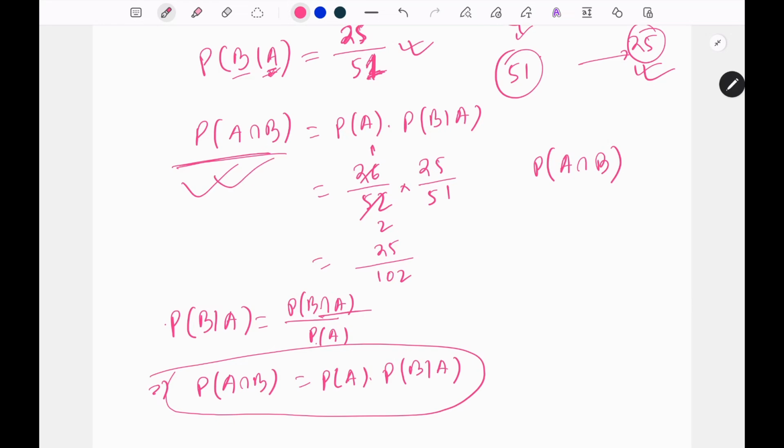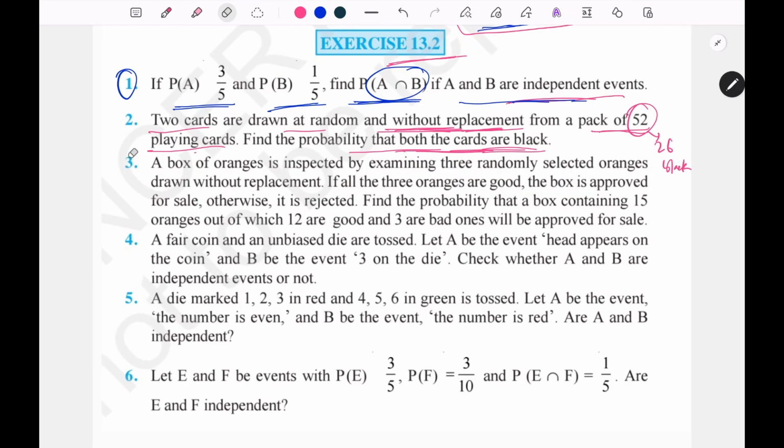So now let's see what is given in question number 3. In question 3 it is given that a box of oranges is inspected by examining 3 randomly selected oranges drawn without replacement. If all 3 oranges are good, the box is approved for sale, otherwise it is rejected. Find the probability that a box containing 15 oranges, out of which 12 are good and 3 are bad ones, will be approved for sale. This question also has the without replacement concept. So first let me write what is given.